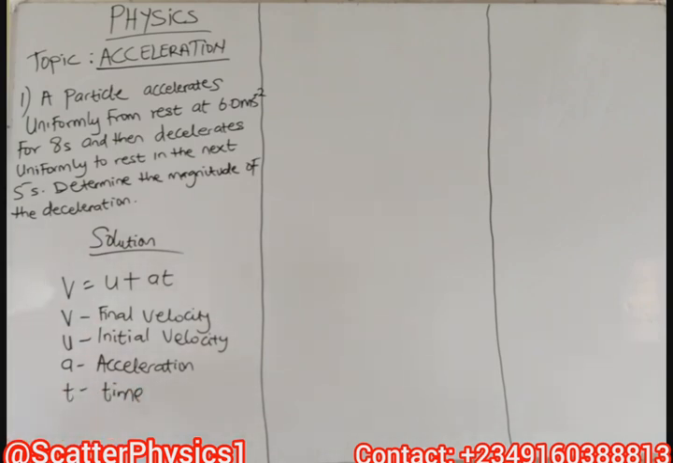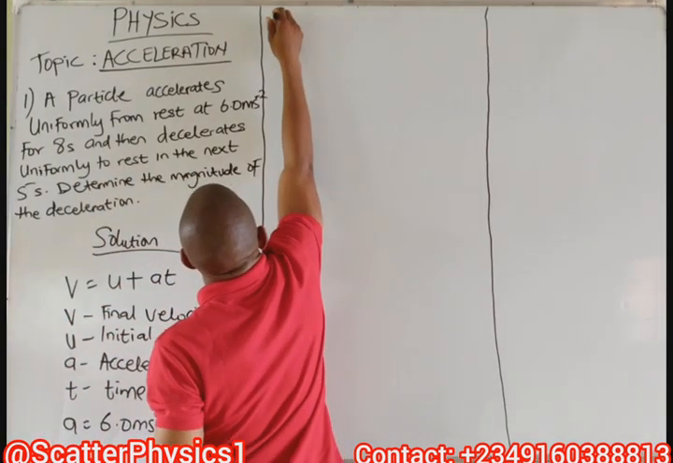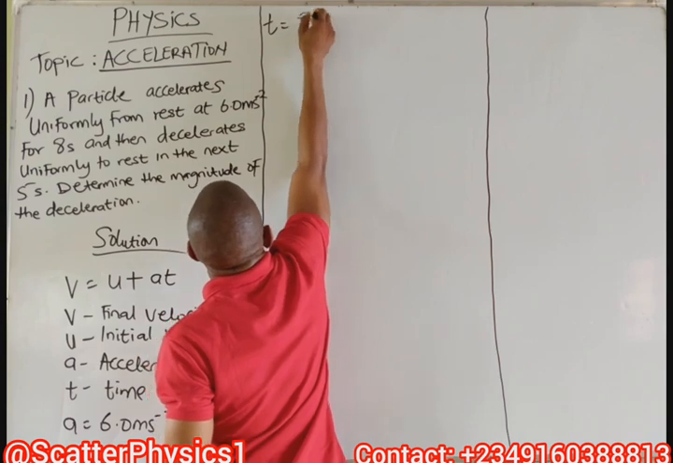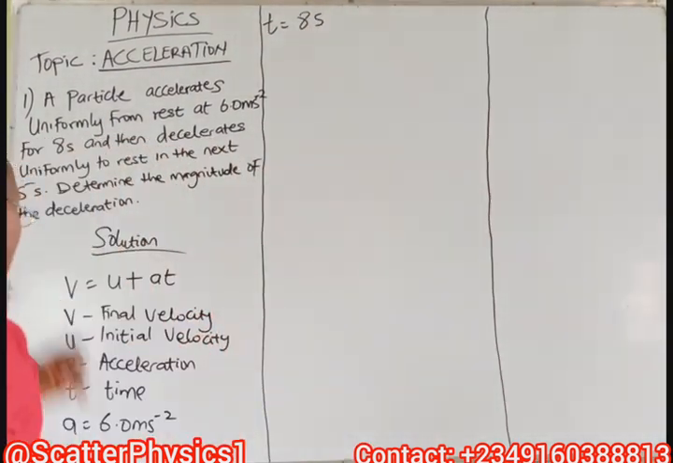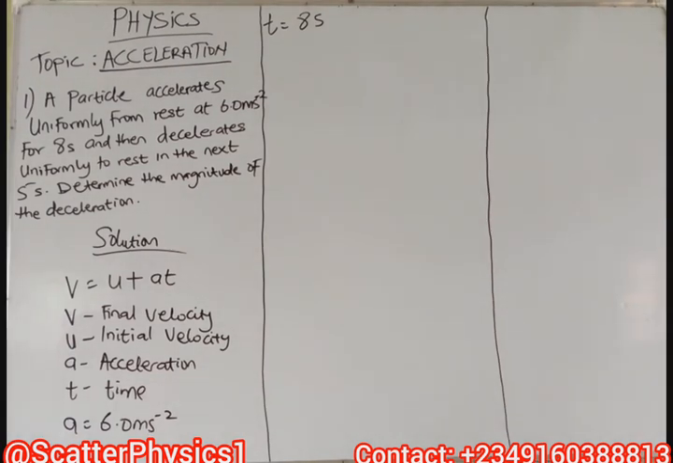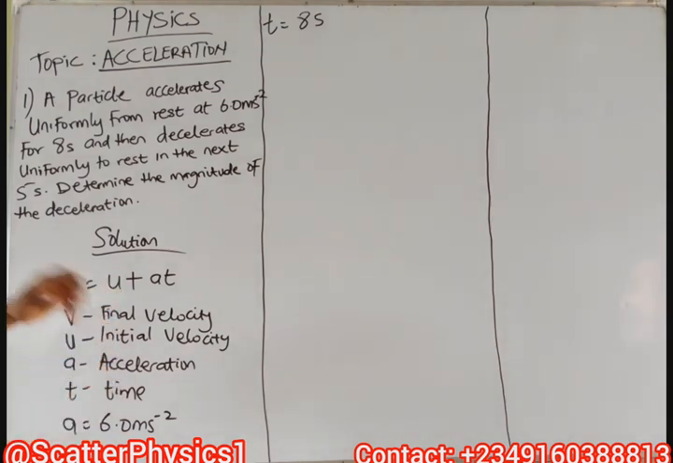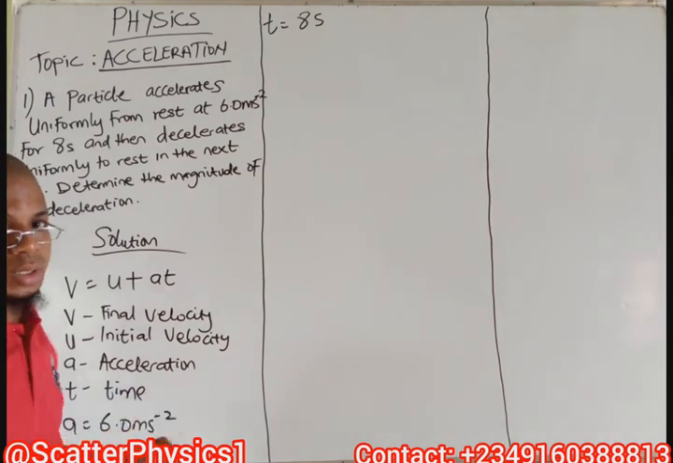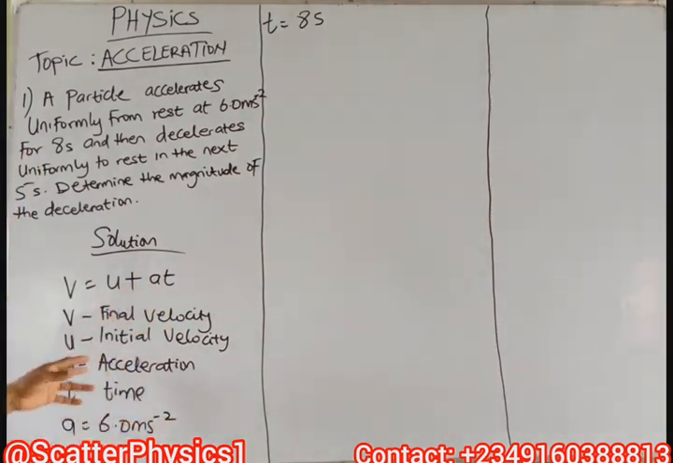A particle accelerates uniformly from rest. So we have that A, which is acceleration, equals 6.0 meters per second squared, and for 8 seconds. So T, which is our time, is 8 seconds. And then it decelerates to rest in the next 5 seconds. So first of all, we are going to use these values to get the acceleration before we go to the deceleration.